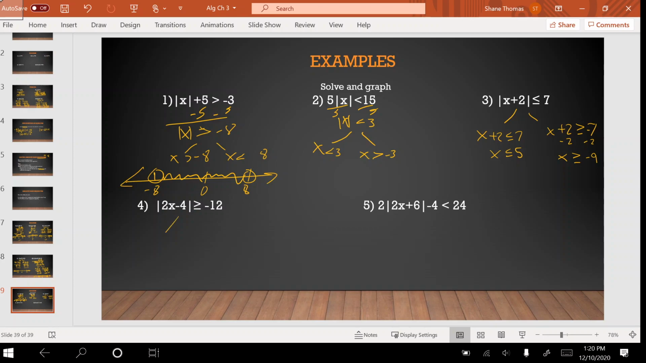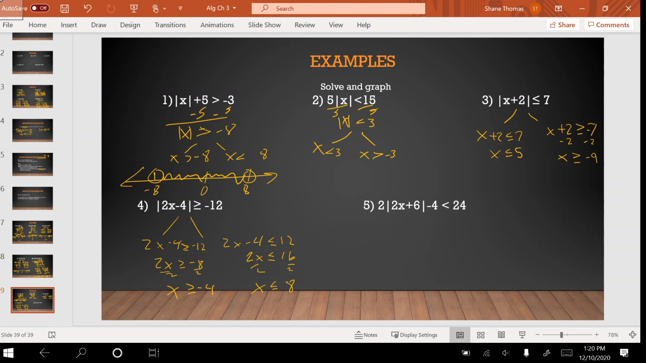Next one, split it right away. 2x minus 4 is greater than or equal to -12. And then 2x minus 4 is less than or equal to +12. Add the 4 across, so I have 2x greater than or equal to -8. Divide by 2, x is greater than or equal to -4. Over here, add the 4, so 2x is less than or equal to 16. Divide by 2, x is less than or equal to 8.